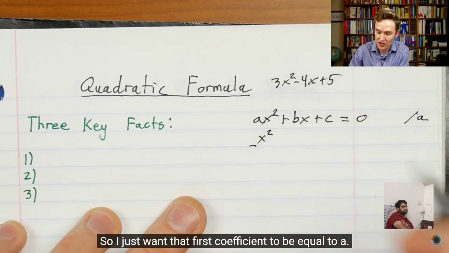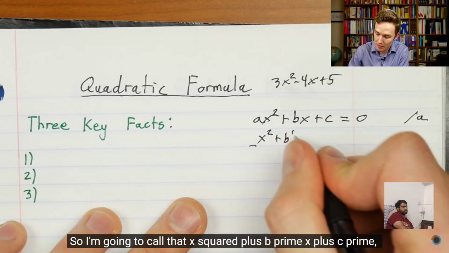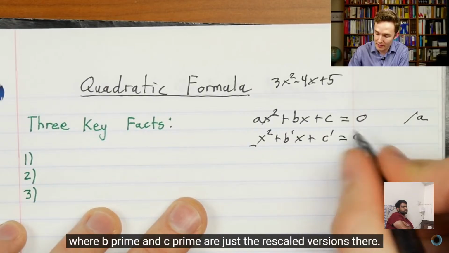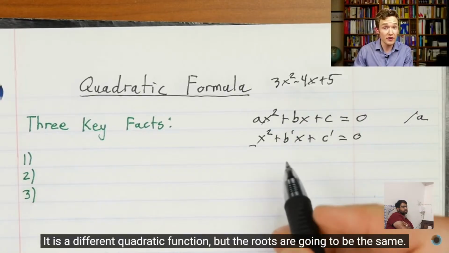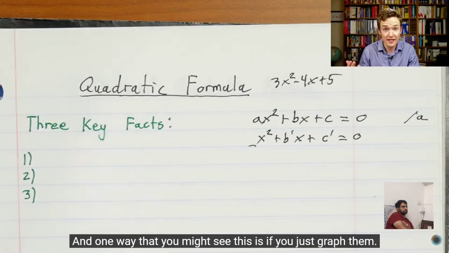I just want that first coefficient to be a 1, because that's way easier to work with. So I'm going to call that x squared plus b prime x plus c prime, where b prime and c prime are just the rescaled versions there. And this is a different function. It is a different quadratic function, but the roots are going to be the same. And one way that you might see this is if you just graph them.